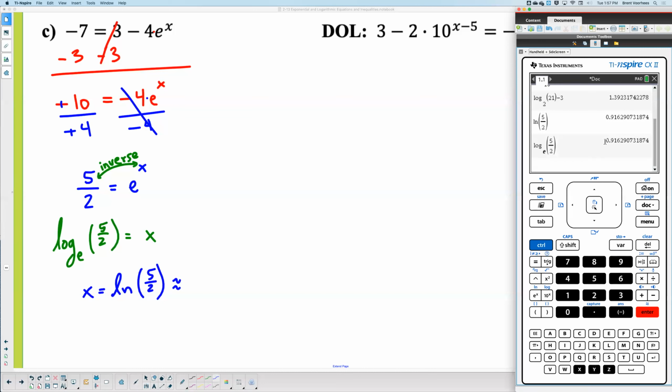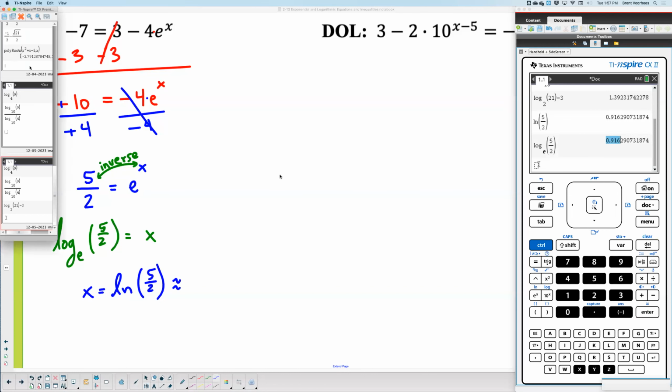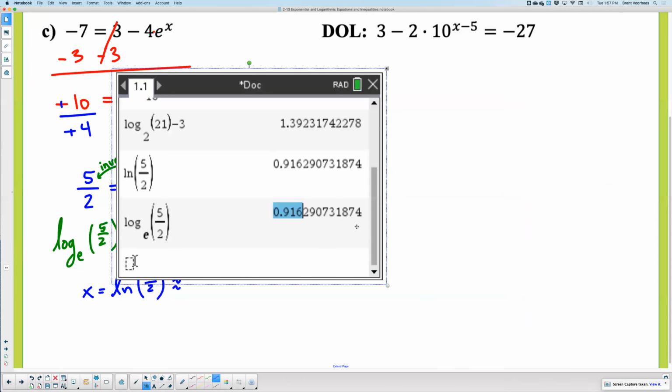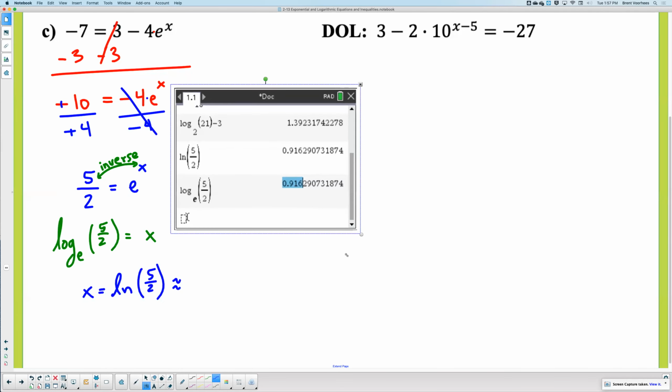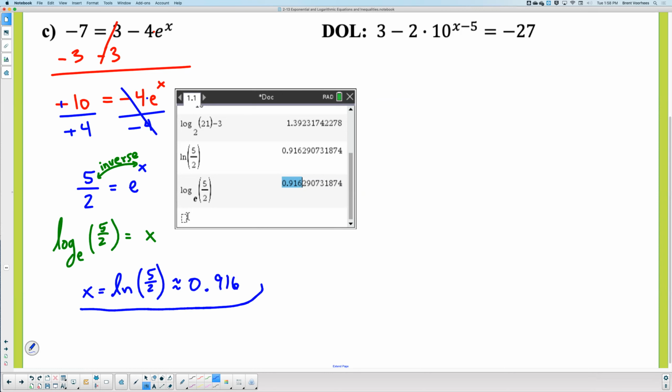Again, we want 3 decimal places. So will we leave it as 0.916 or will we become 0.917? Still 0.916. All right, good. All right, there's our solution there. And so I'll let you now begin working on your DOL. DOL number 1.